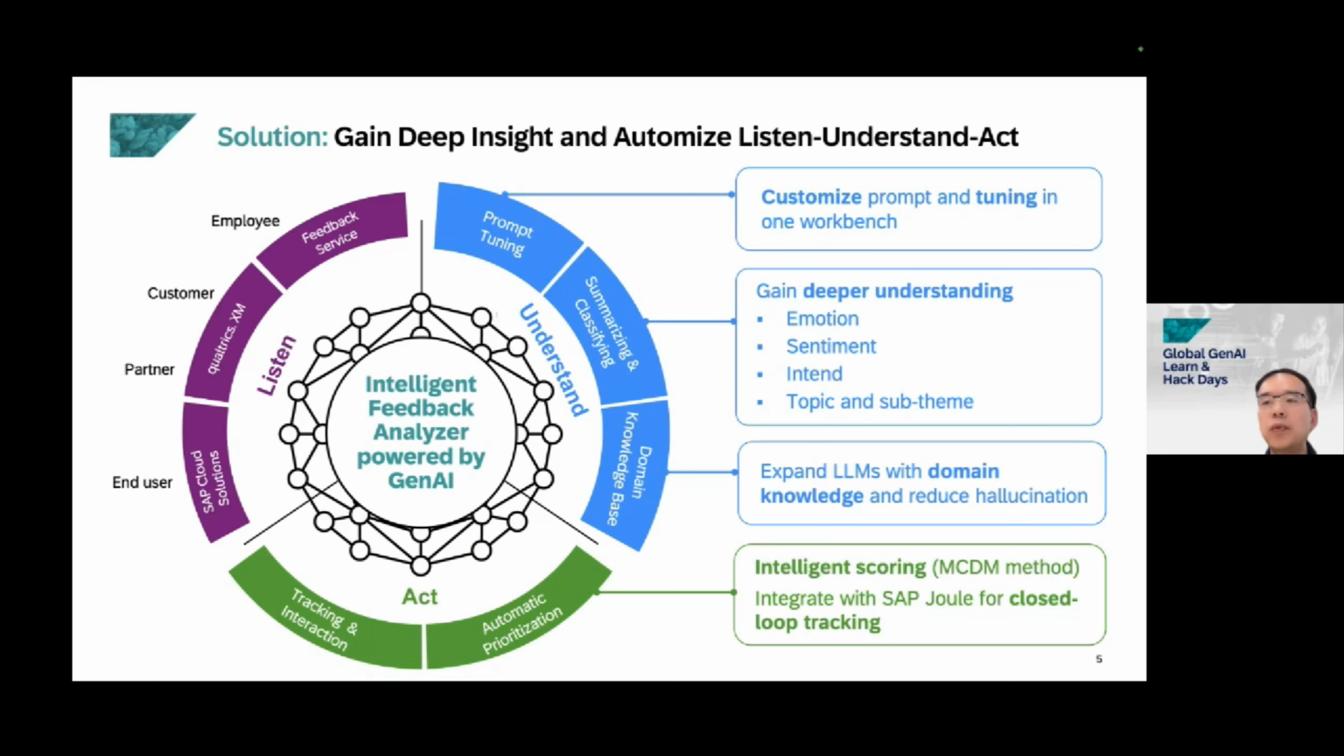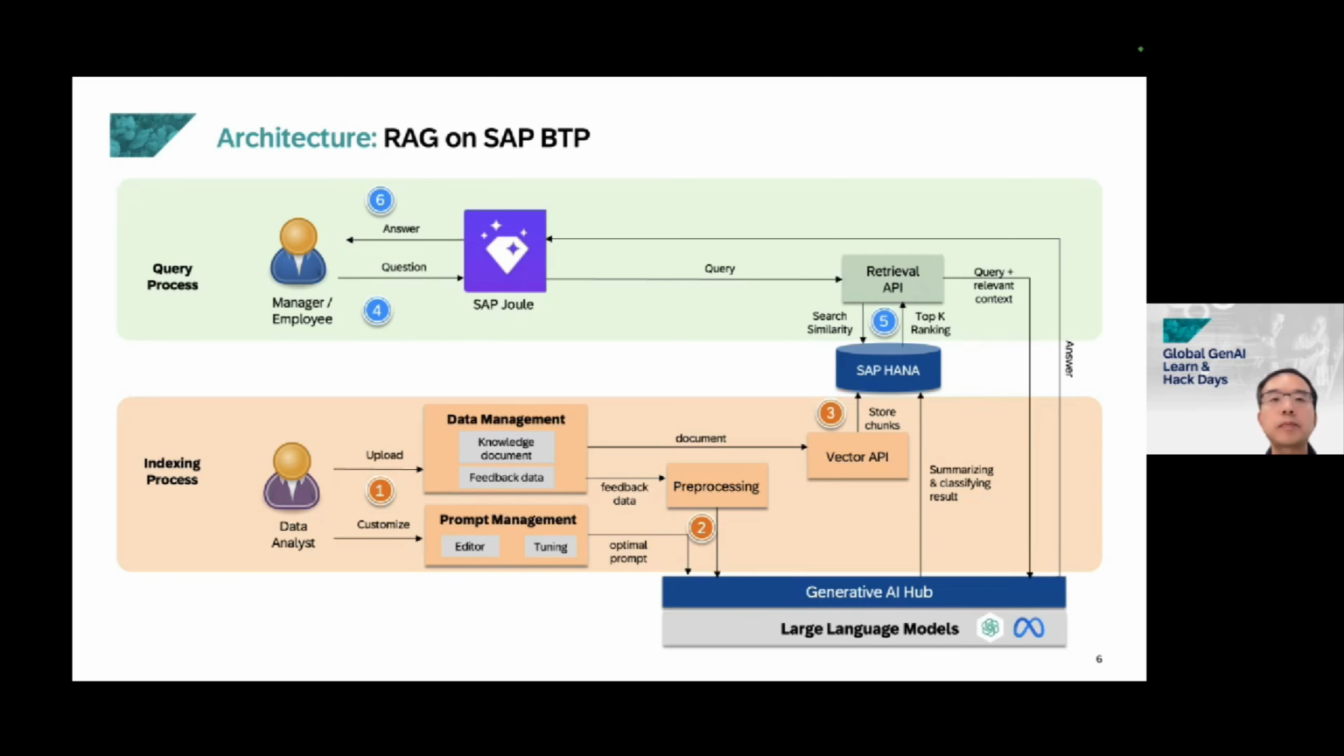Lastly, automation. We leverage prompt tuning to improve accuracy. We use RAG to propose actionable recommendation. We introduce intelligent scoring to prioritize feedback. This enables manager focus on high-impact comment.